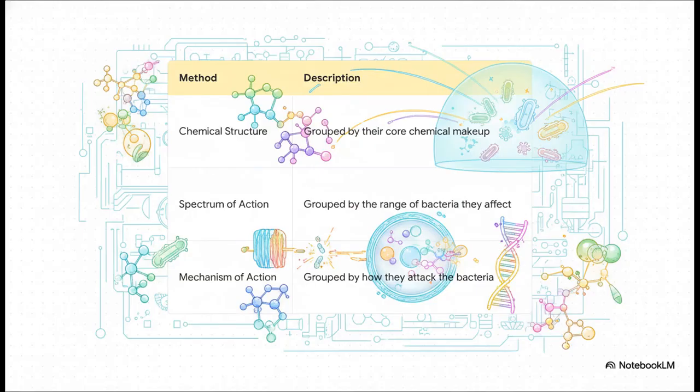So, with literally hundreds of antibiotics out there, how do we make sense of it all? Well, we've got a pretty clear blueprint for classifying them. We group them in 3 main ways: by their chemical structure, by their spectrum of action, and, what I think is most important, their mechanism of action. In other words, how do they actually attack the bacteria?